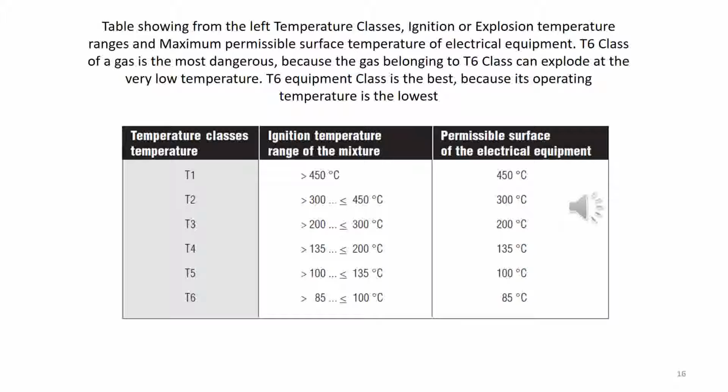Table showing from the left temperature classes, ignition or explosion temperature ranges, and maximum permissible surface temperature of electrical equipment. T6 class of a gas is the most dangerous because the gas belonging to T6 class can explode at a very low temperature. On the other hand, T6 equipment class is the best because its operating temperature is very low.